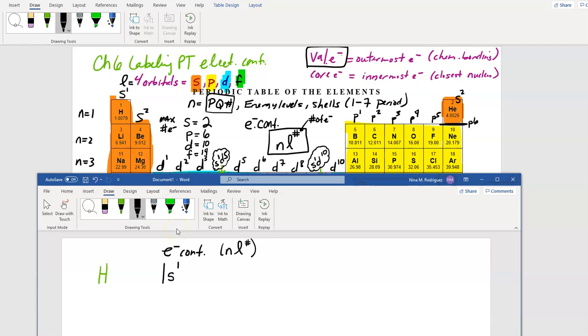Ta-da! And that's what it is. Okay? That's how you write an electron configuration. That's how easy it is. But you know when Rodriguez says that's how easy it is, you know there's got to be a trick coming somewhere. Well, let's see if there is.